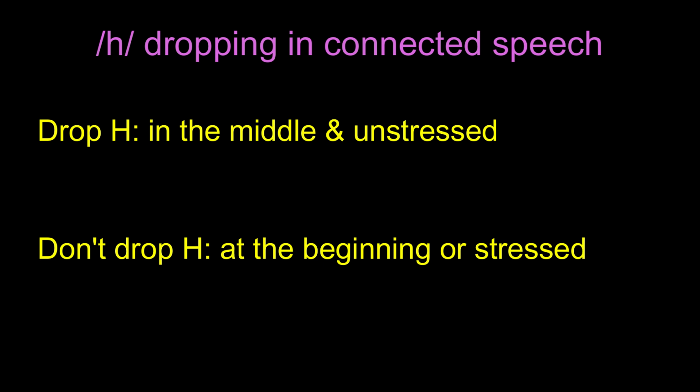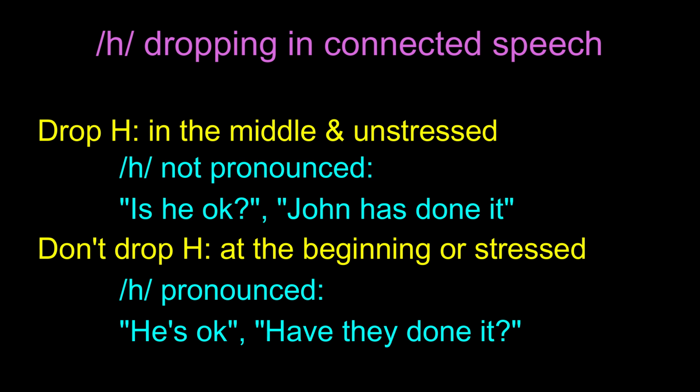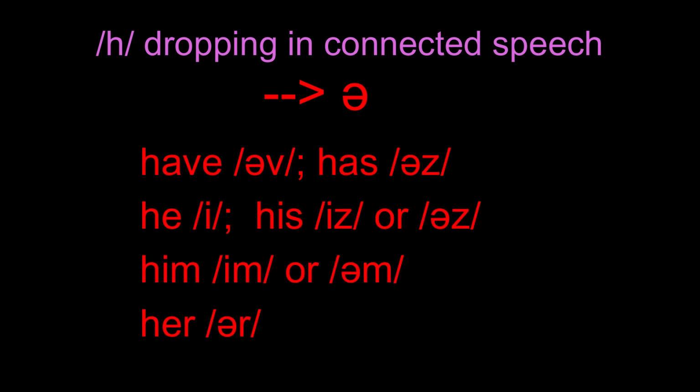So for instance, the H in he's okay or have they done it is pronounced, but the H in is he okay or John has done it is not pronounced. Initial h is only dropped when the word is unstressed in the sentence. So in addition to dropping the h, the vowel often becomes schwa, as we learned in the chapter on vowels.